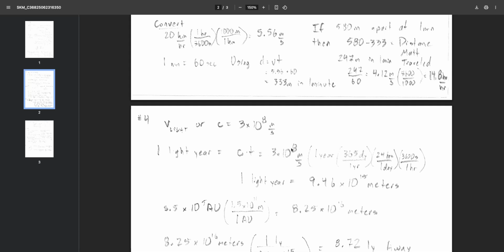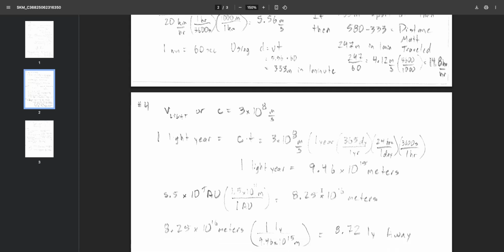You could say 3 times 10 to the 8th meter years per second, but that doesn't really make any sense because you have a time unit in the top and a time unit in the bottom. So convert years to seconds. 365 days is 1 year, 24 hours is 1 day, 3,600 seconds is 1 hour. And then your seconds are going to cancel out. It's just going to leave you with a distance unit. So a light year is 9.46 times 10 to the 15th meters.